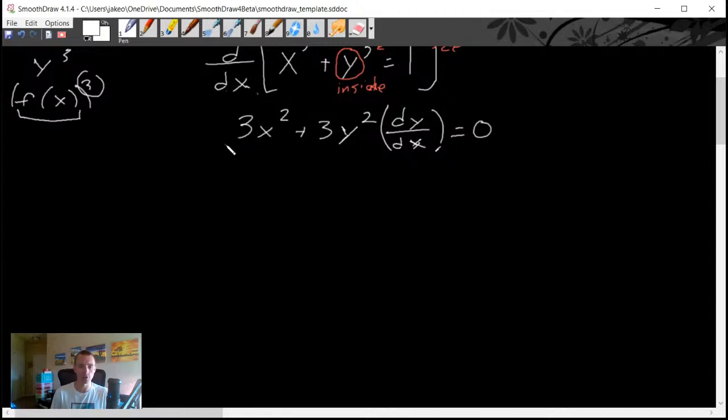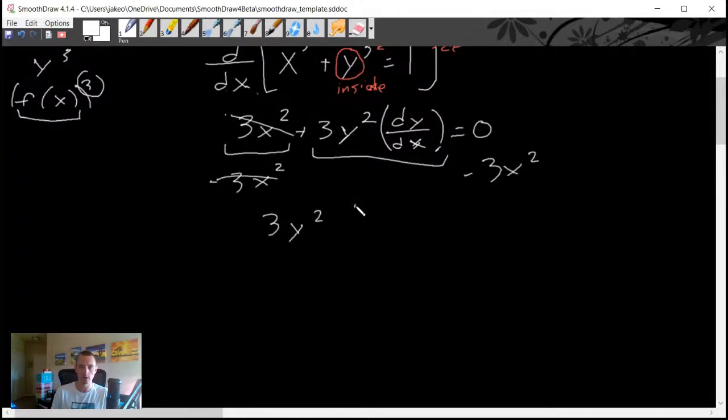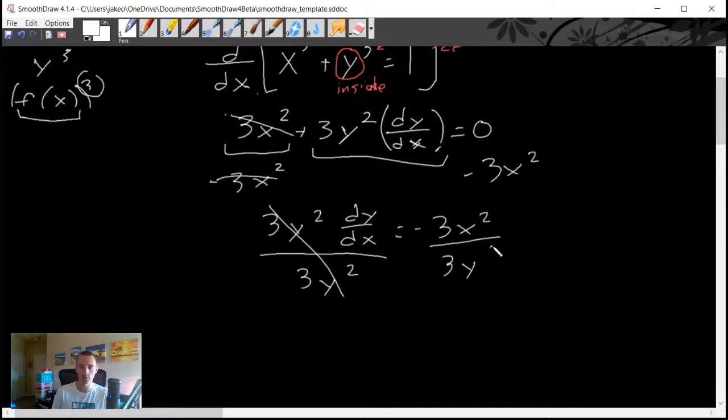So in this case, we have this term right here that does not have dy dx, and this term right here that does. So we can move this term over to the other side by simply subtracting 3x squared from both sides. So that's going to cancel this term here, and we're just going to get 3y squared dy dx equals negative 3x squared. And then we can just divide both sides of the equation by 3y squared, and that'll cancel it on the left. It'll cancel the 3's over here, so we would just be left with dy dx equals negative x squared over y squared.